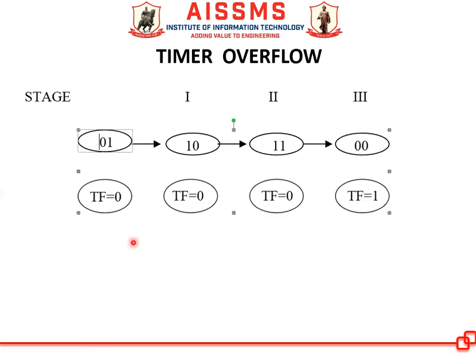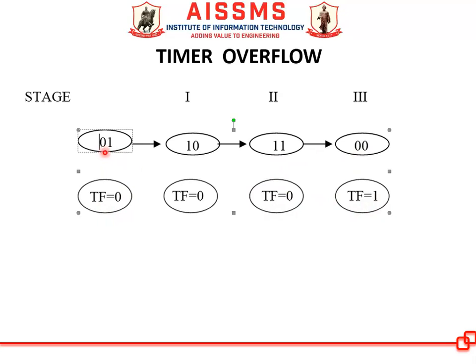And suppose we load the counter with the number 01. Then it will change its state from 01 to 10, from 10 to 11, and back to 00. TF stands for timer overflow flag. When the timer changes its state from all ones to all zeros, we say that the timer has overflowed. So here I have written timer overflow flag equal to 1.